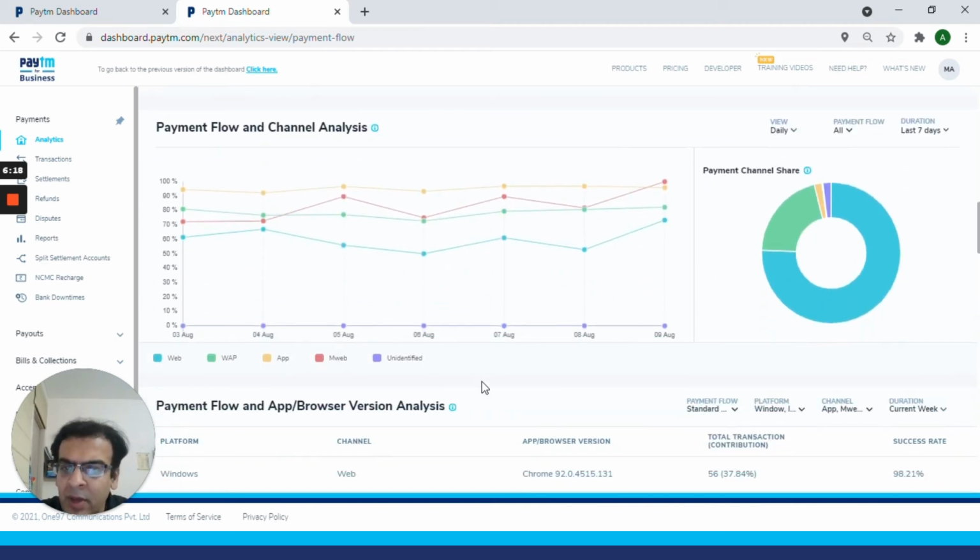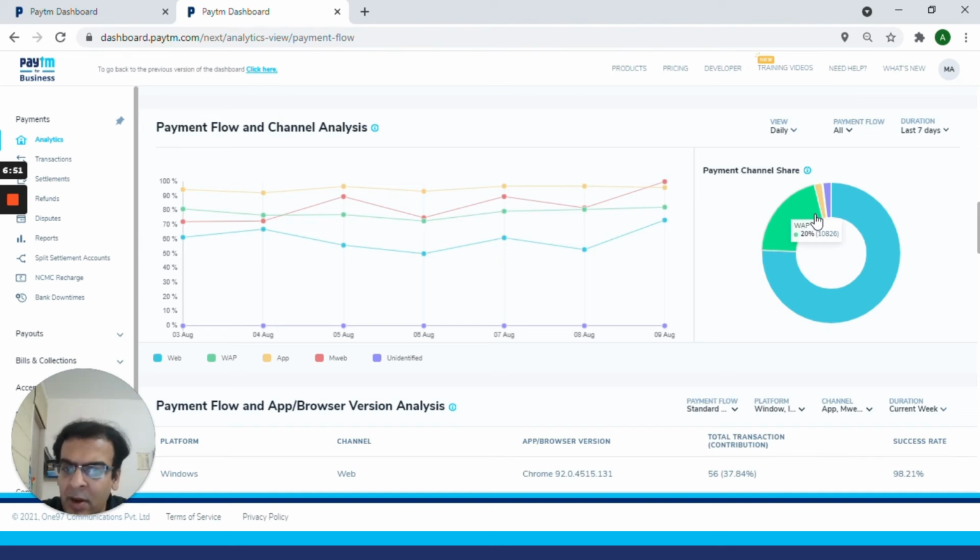On similar lines, we have a widget for channel as well, where when we say channels, we are talking about whether the transaction is coming from a website, from an app, or from a mobile browser. So these are the kind of channels which we are focusing on, and basis this, we try to find out the success rate behavior and the percentage transaction share of these channels. Now, the rest of the behavior remains the same as it was in the previous widget.